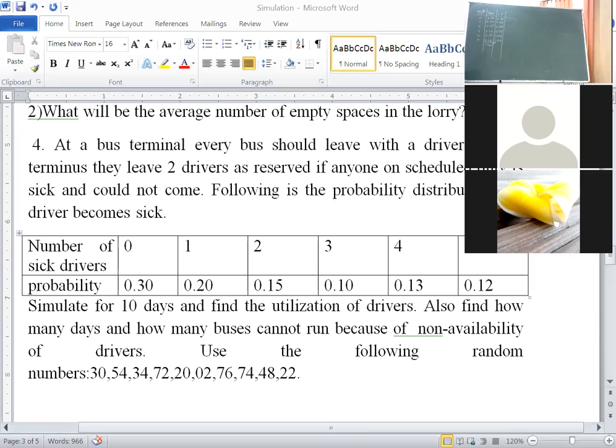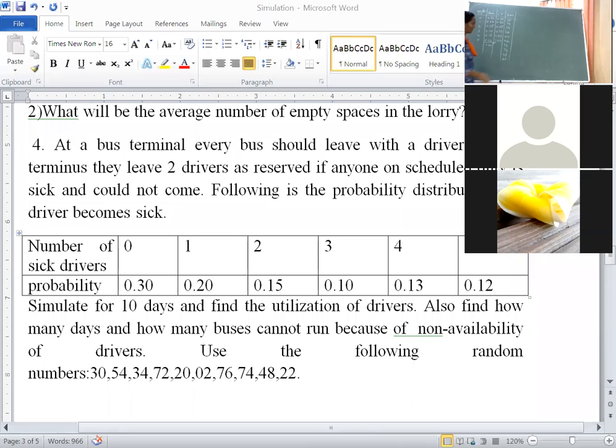Okay, the probabilities we have calculated are correct. Right now, write down the random numbers. The random numbers are given in the problem: 30, 54, 34, 72, 20, 02, 76, 74, 48 and 22. These are the given random numbers.